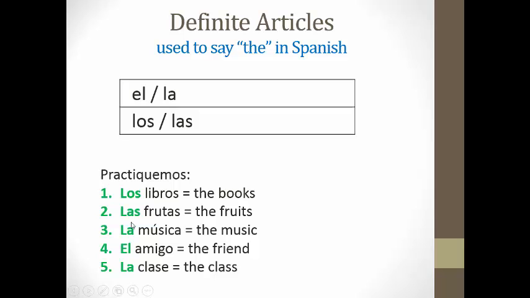Okay, repasemos. Número 2, the fruits, las frutas. 3, the music, la música. 4, the friend, el amigo. You could tell here with friend, I wanted the masculine singular version because I put amigo, not amiga. And lastly, number 5, la clase. Again, clase, not easy to tell its gender. One of them you're going to have to memorize. La clase, feminine singular noun. Okay, let's move on to the verb gustar.